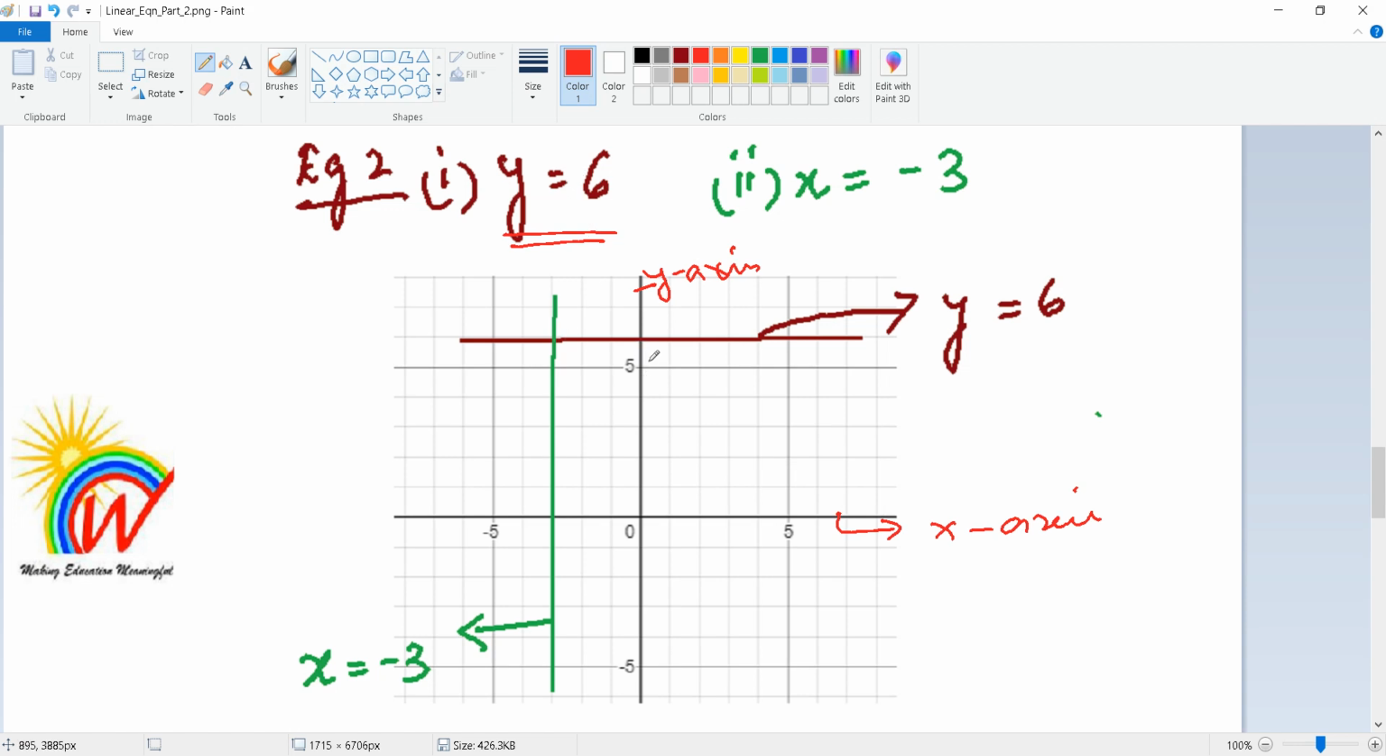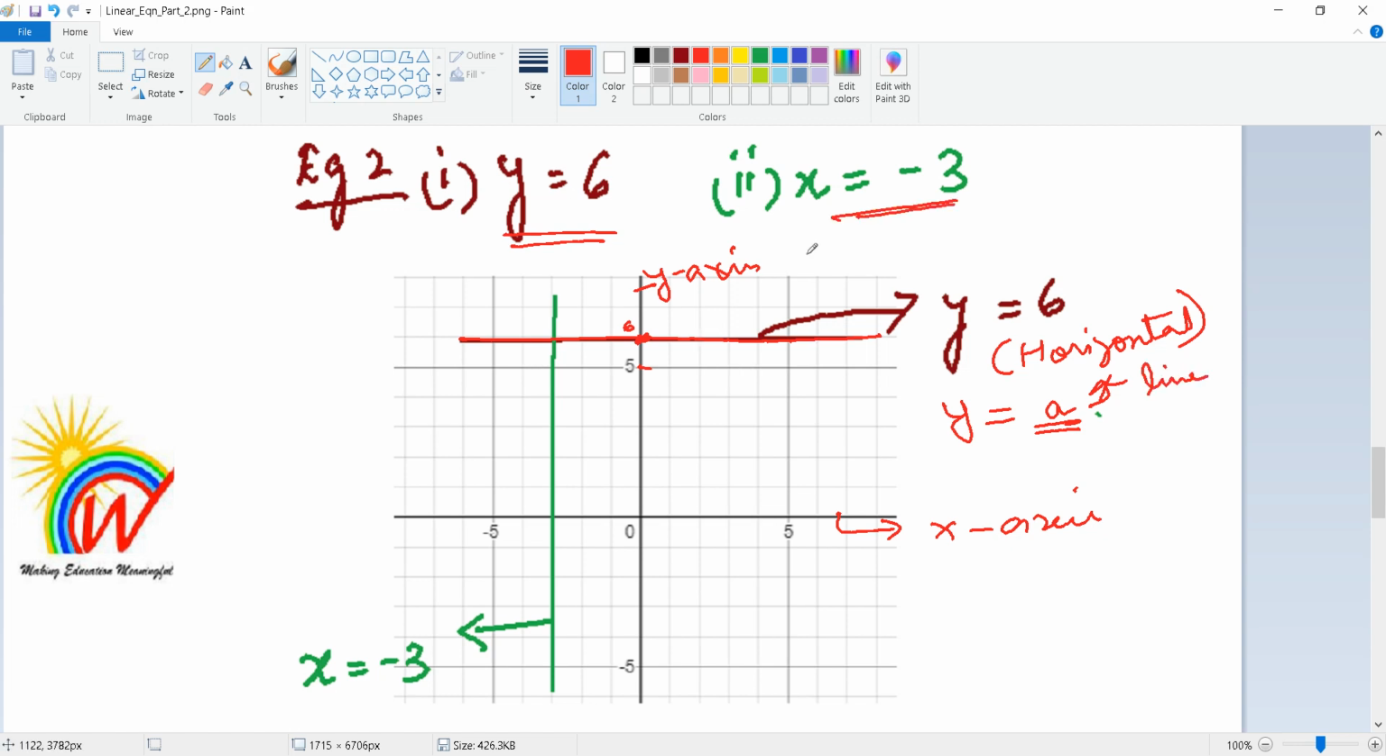So this is 5, and this is your 6. So draw a line passing through the 6 on the y-axis. It has to be a horizontal line. So not only this, y equals any particular number, let's say some a, is going to give you a horizontal line. Understood? Now let's talk about another thing, x equals minus 3.